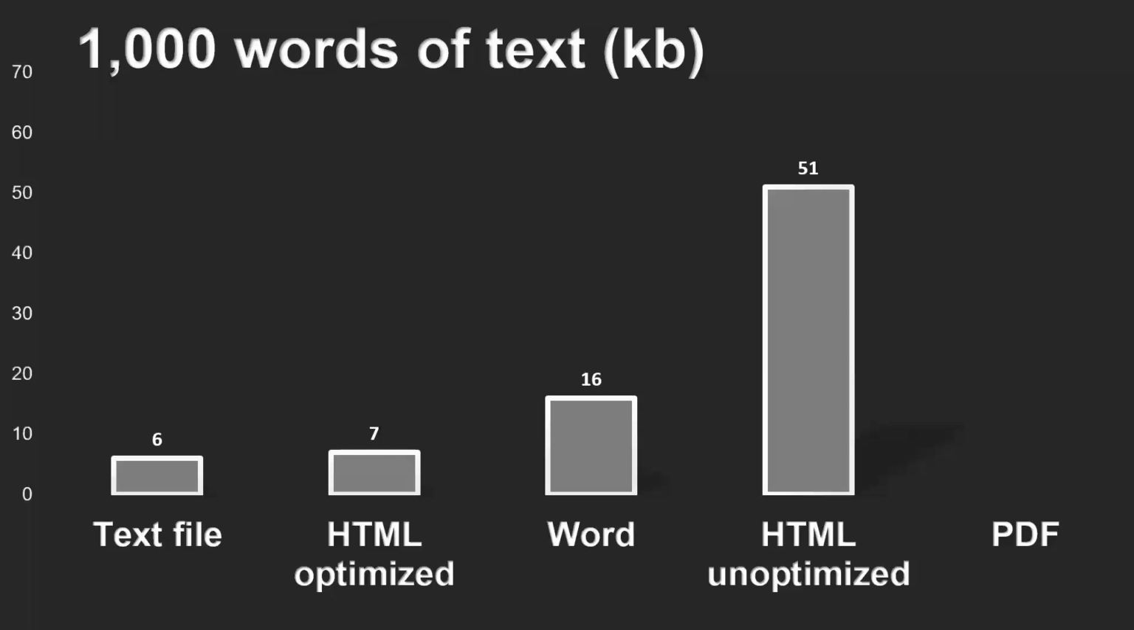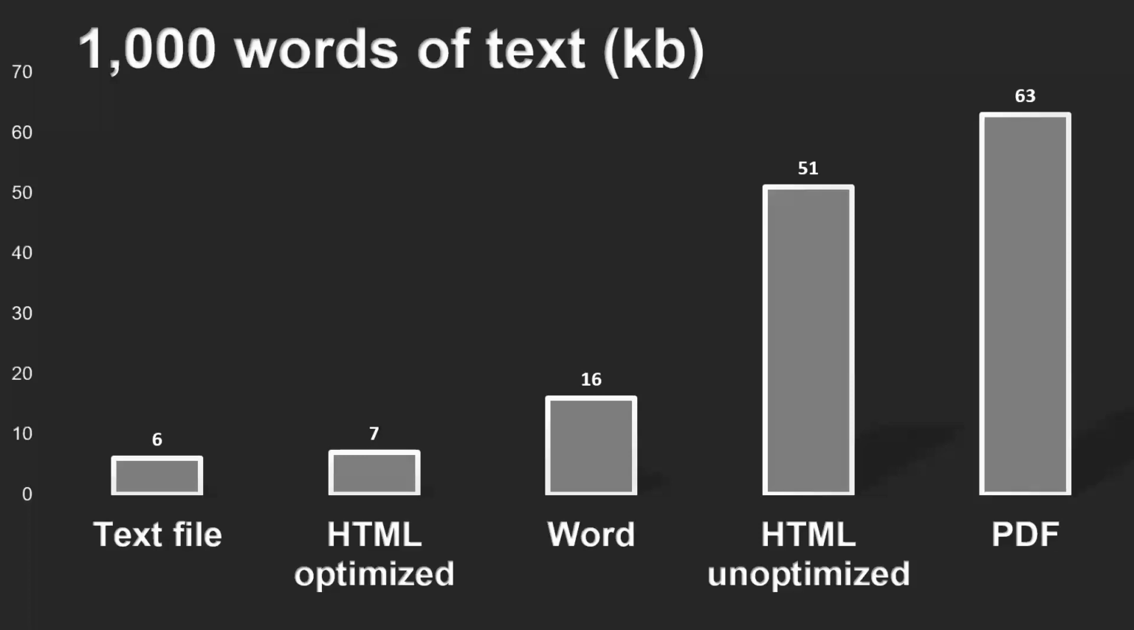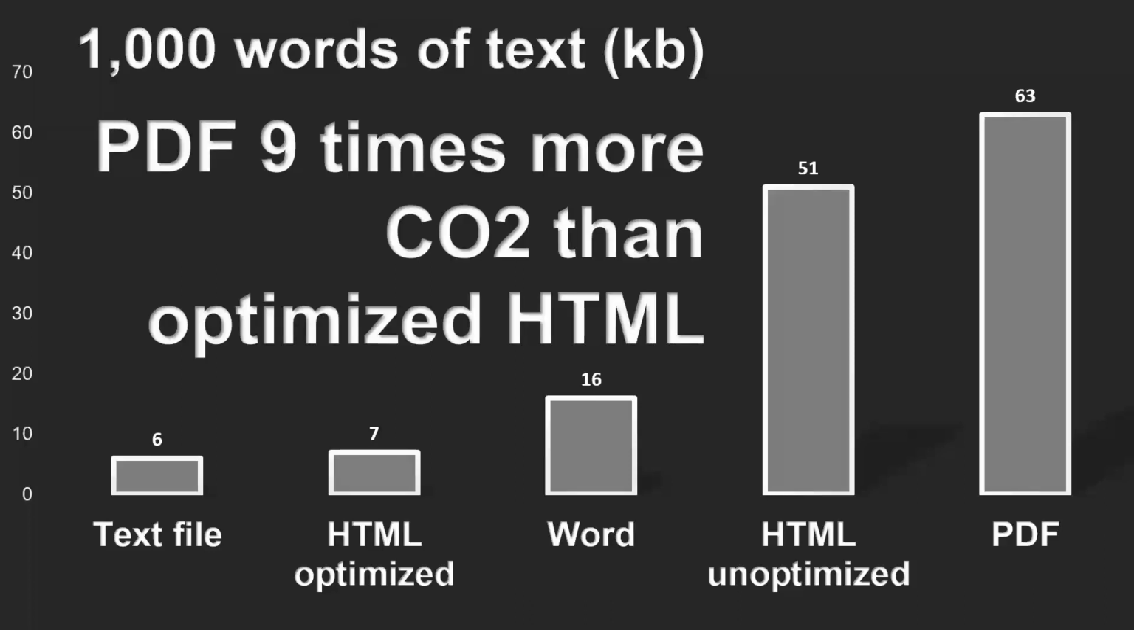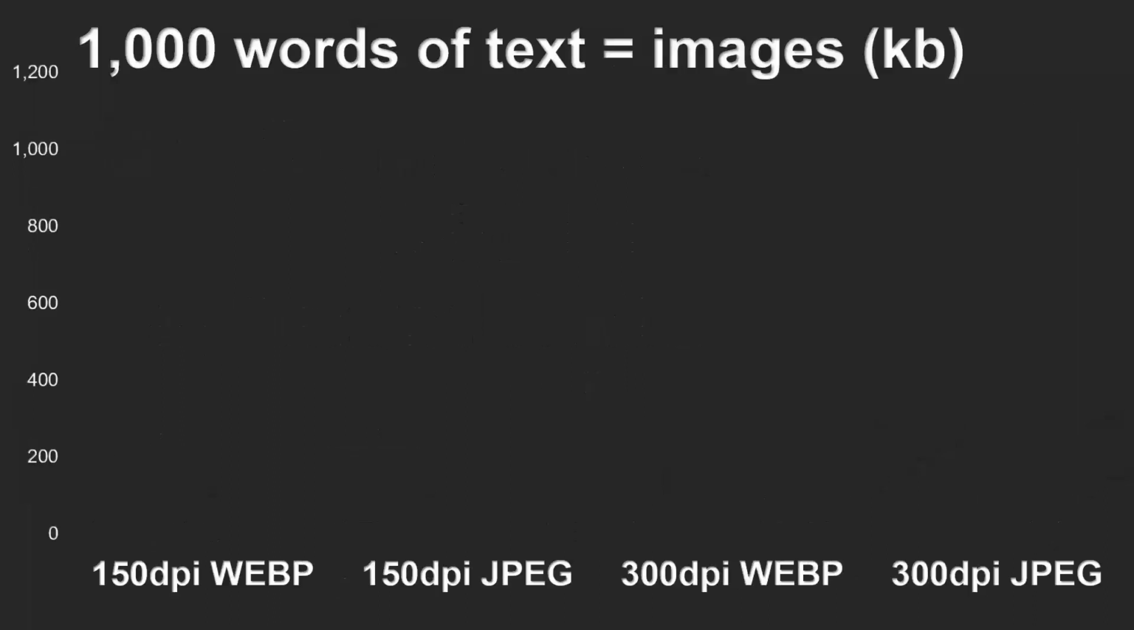If you do poorly optimized HTML, it can be about 51 kilobytes. So what I did was I saved the Word document as a HTML file, and it was 51 kilobytes. A PDF can be in the region of 60, 70 kilobytes. So you're seeing your options. Sometimes a PDF will be the right option. But if we can go to the least intensive, the least weight option, we should always go to the least weight option. Right? So a PDF can be 9 times more CO2 than optimized HTML.